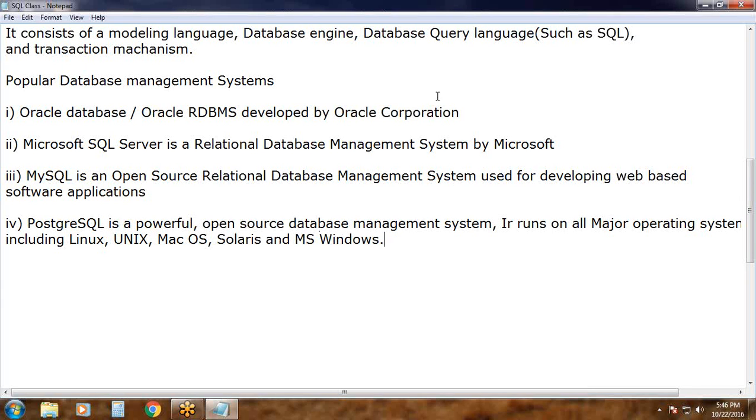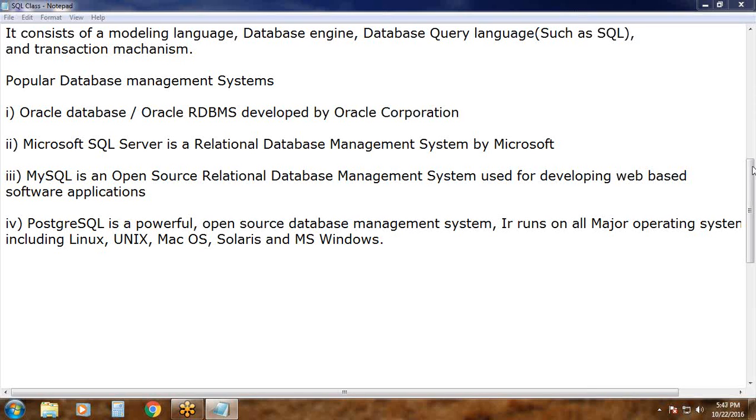Ahalya, what about Oracle? Is Oracle platform dependent or platform independent? Sir, Oracle is platform independent. Yes, platform independent only. MS SQL Server, is that independent? No, sir, it is dependent, because it's a server. Nowadays Microsoft is planning to provide compatibility for other operating systems, but basically it supports MS Windows only.